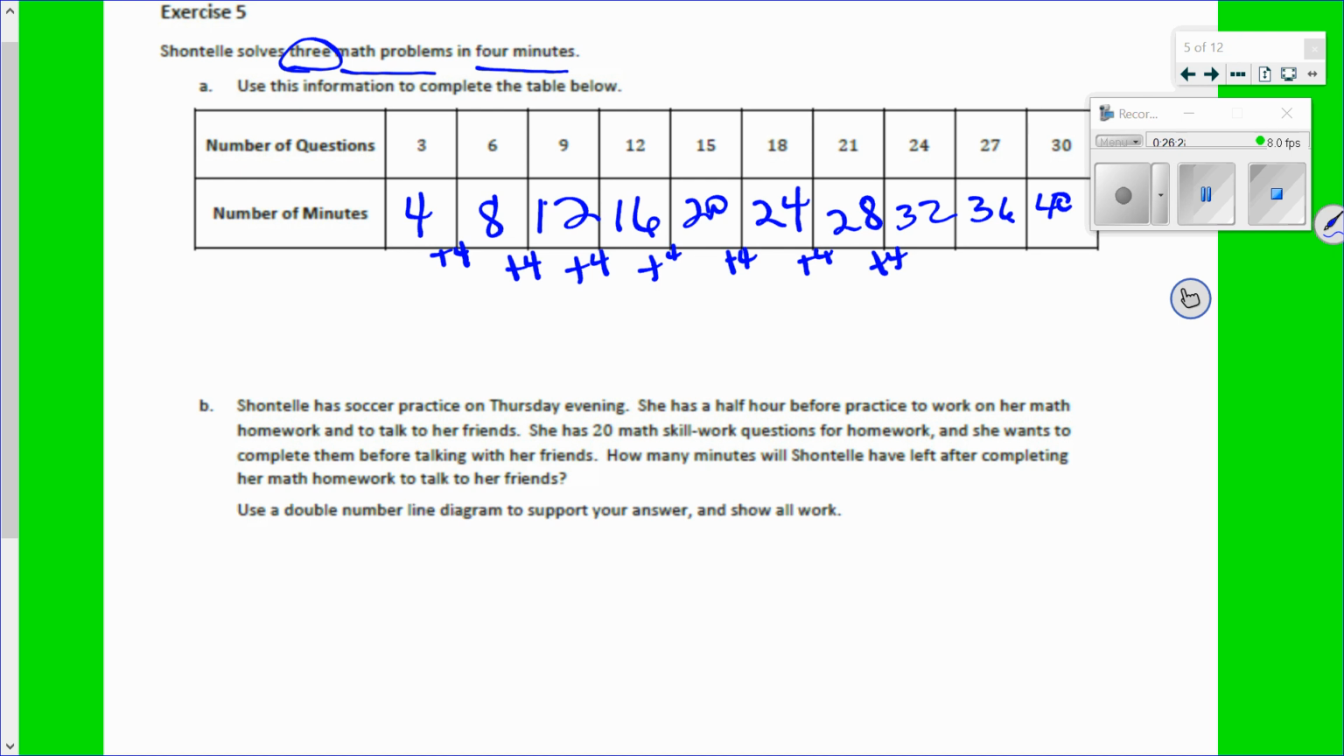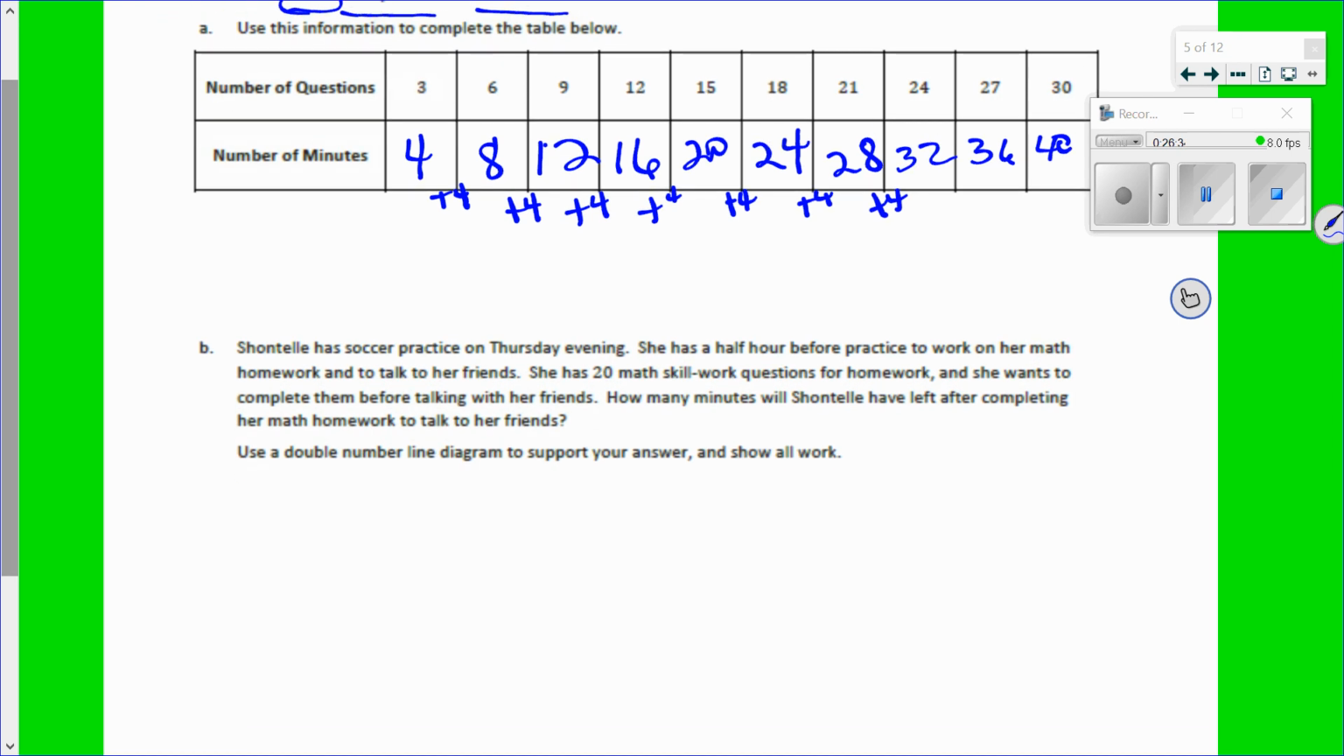Are we good? Zach, are you good? No. Okay. Let's look. It says Chantel has soccer practice on Thursday evening. She has a half hour. Guys, right here, and I know one of the strategies that we use was when you see numbers written out, go ahead and write it in actual numbers. Like if you see the word form, go ahead and write it in a number. So what is a half hour? 30 minutes. 30 minutes, okay?